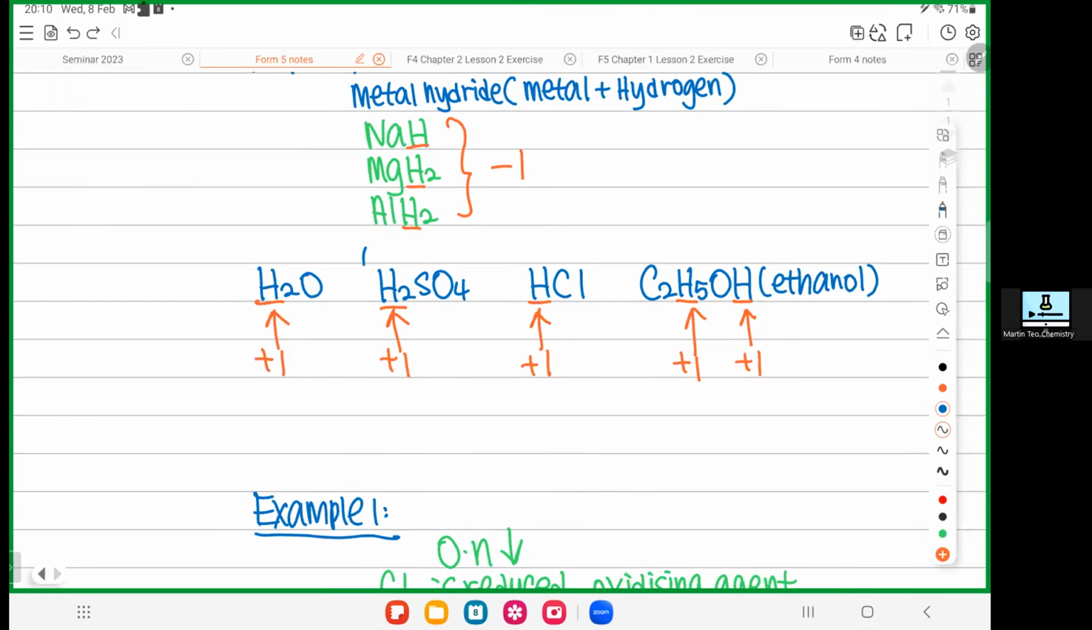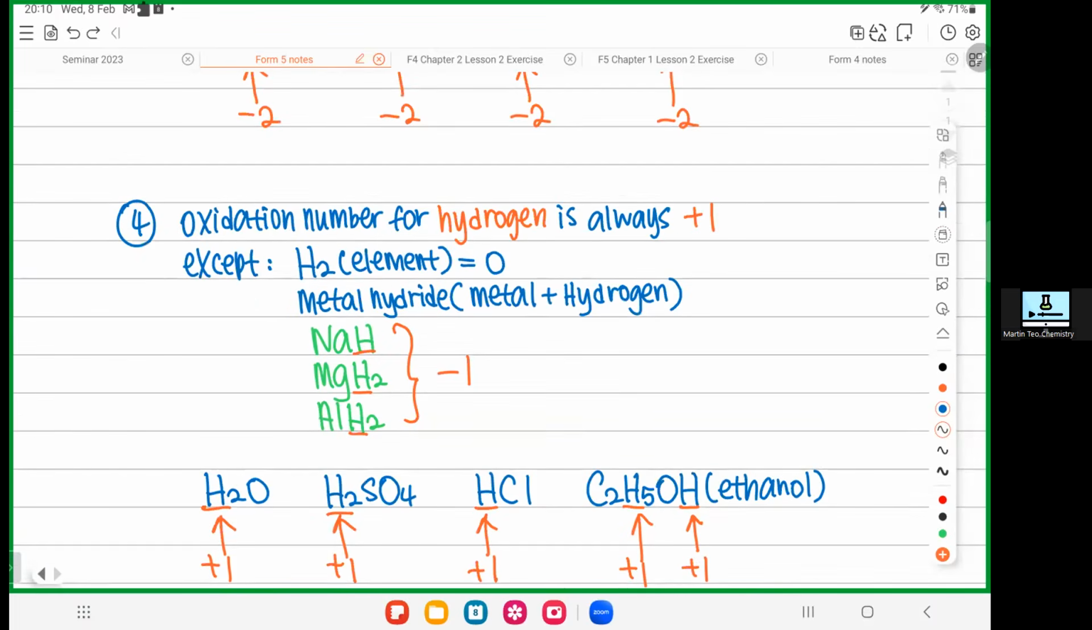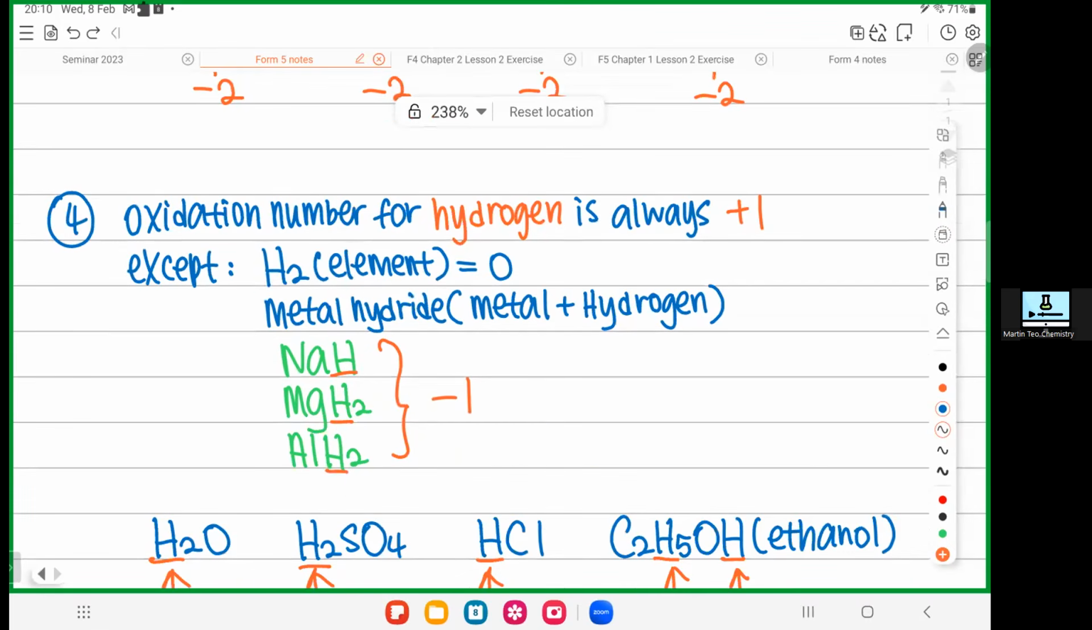Sulfuric acid has hydrogen inside, so it's +1. Hydrochloric acid has hydrogen inside, so it's +1. So it's always +1, except two special cases as well. One is hydrogen gas. Hydrogen gas only has H, nothing else. So when you have only one species, it is an element, and the oxidation number is 0. We learned this last week.